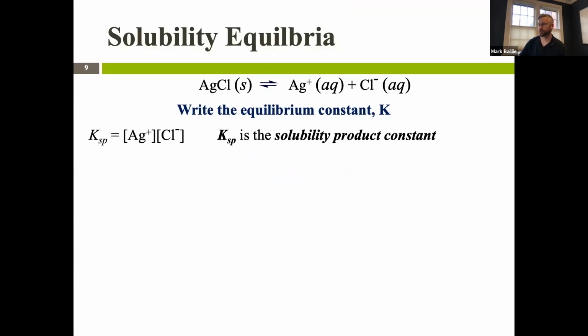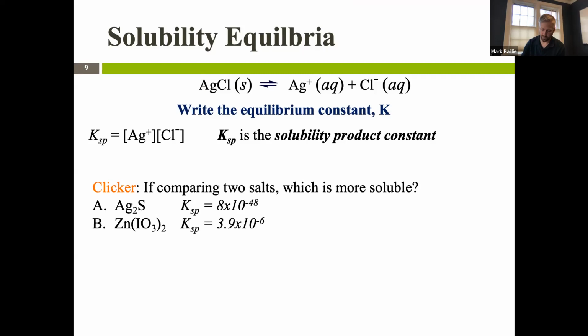So this KSP is a solubility product constant. So which of these two salts is more soluble based on the KSP values you see there? And I think this is one of your questions on the back on the second page of the worksheet as well. It's listed there, so you have them in writing.